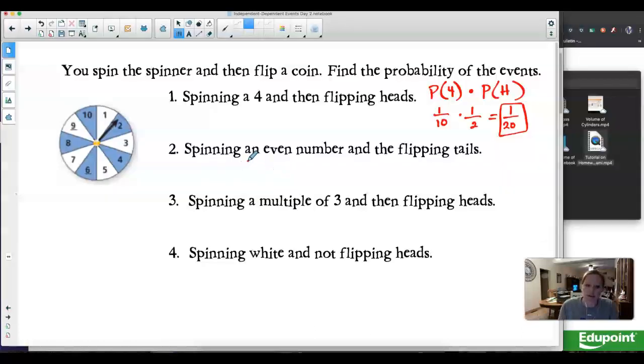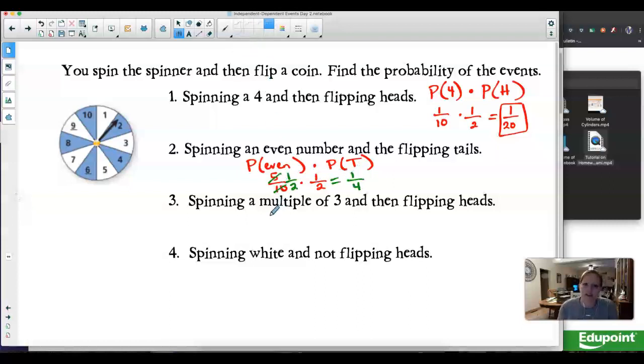Okay. Spinning an even number, the probability of even times the probability of tails. An even number, 2, 4, 6, 8, and 10 are all even numbers. So it's 5 out of 10 times tails is 1/2. Now make sure you simplify. 5 out of 10 simplifies to 1/2. So we end up with 1/2 times 1/2, which is 1/4.